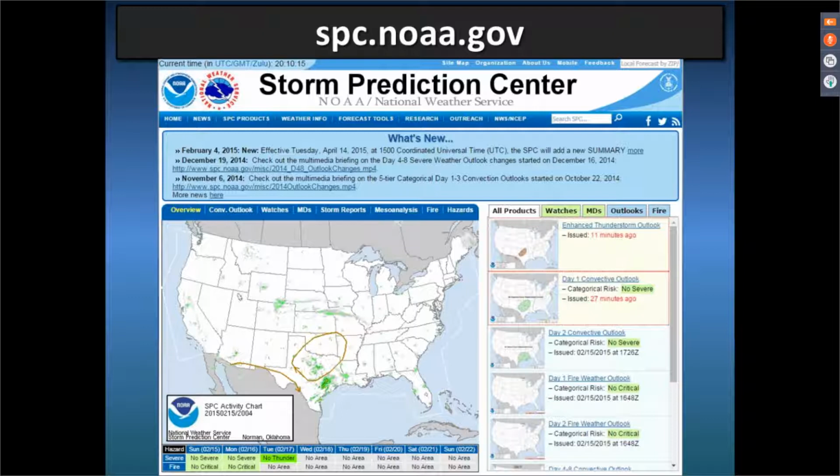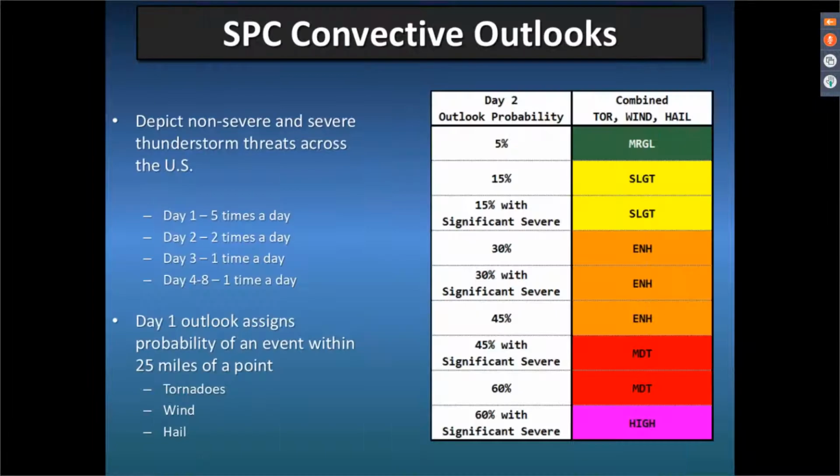But this is also a great way to kind of stay in tune with what's expected as far as severe weather across the country, because they do daily outlooks for the expected areas of severe thunderstorms out 8 days in advance. So they'll highlight areas of the country that they're looking at for potential for severe thunderstorms and refine that as we get closer in time to the actual event. All right, the main thing that the SPC does is they issue these convective outlooks, and that's what I was just talking about with the areas of the country that they're expecting severe weather.